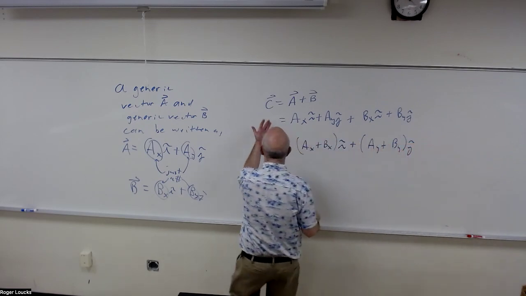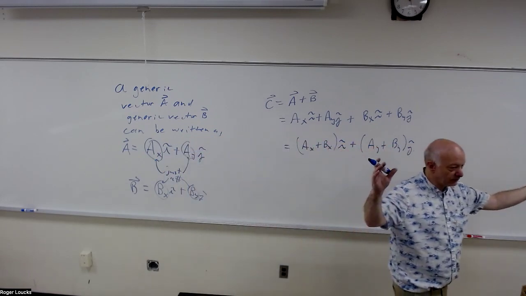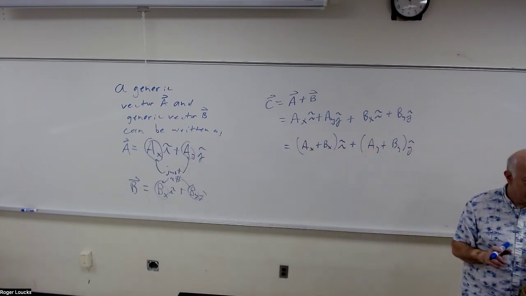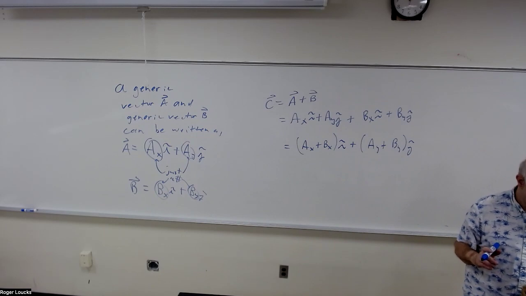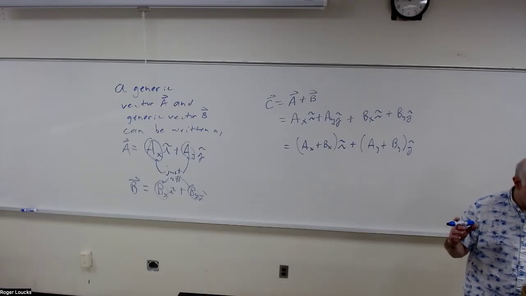Okay, well, generically, how do you think I can write any vector C? The most general way to write a vector C is just in terms of C stuff. Gotcha. C vector I could write as CX I hat plus CY J hat.